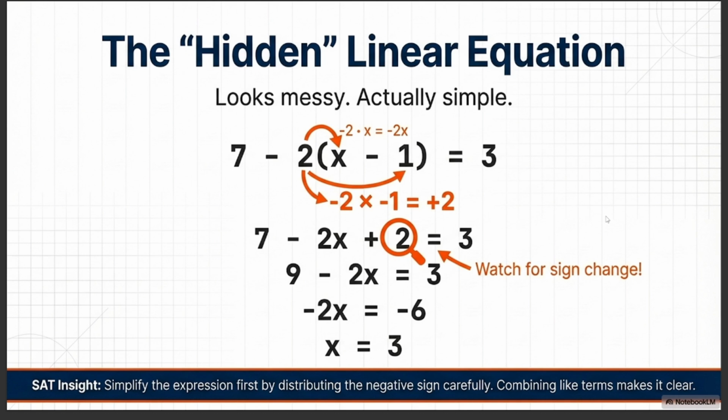Now this was our last problem. Pause the video and watch this slide very carefully. We multiply negative 2 with x, so we get negative 2x. Then we multiply negative 2 with negative 1, which means positive 2. Then we combine like terms. Here, like terms are 7 and 2. We combined them and got 9. Now you can solve this math very easily.